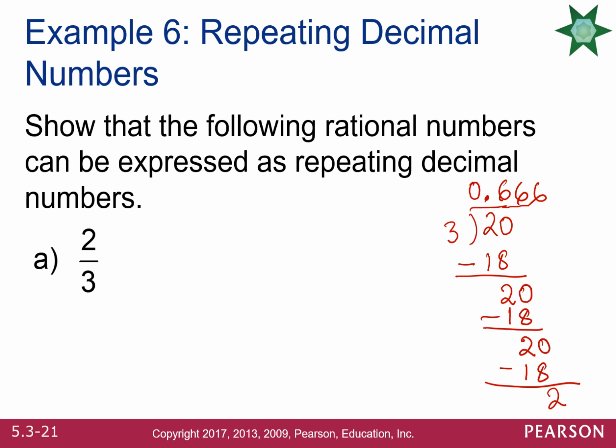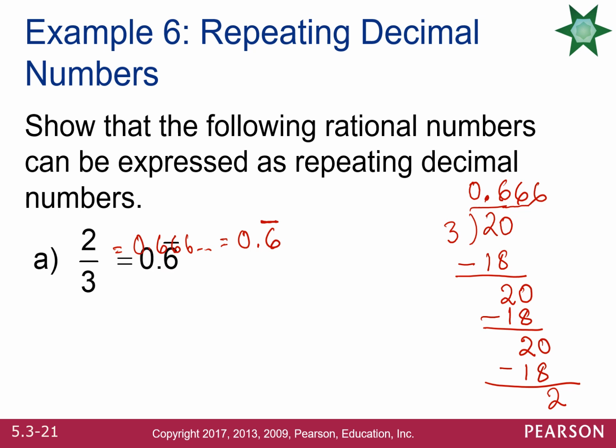and we can write the quotient or the answer as 0.666, or we just write it as 0.6 with a bar over the 6, all right, which says that this is a repeating or non-terminating decimal number. Okay, so let's look at the next example.